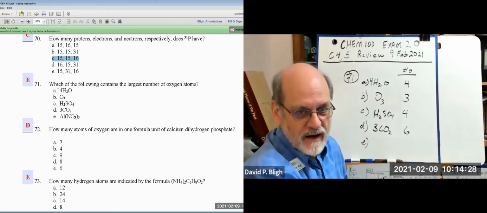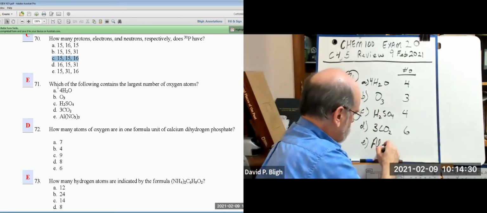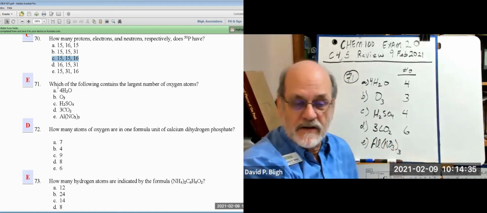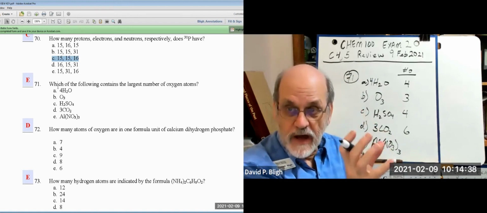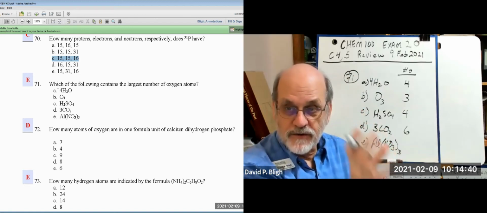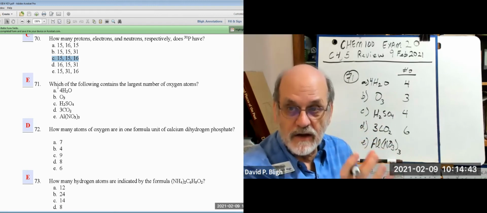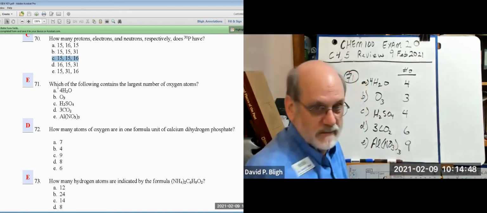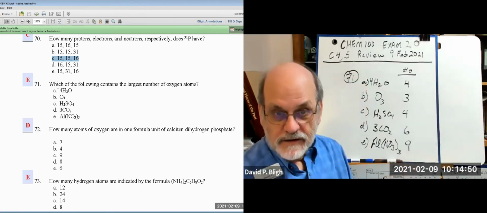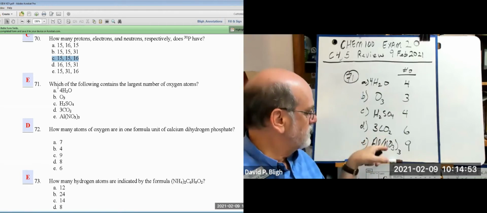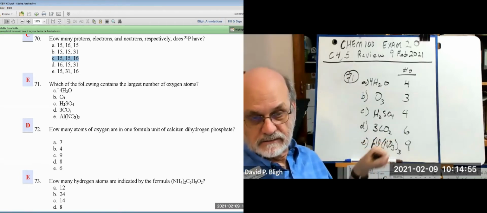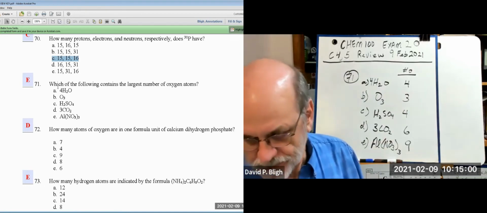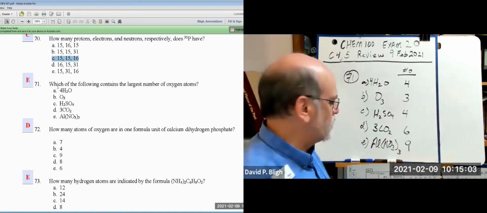And then we have aluminum nitrate. We wrote that one earlier. Right? So in the nitrate, you have 3 oxygens, but you have 3 of the nitrates in the molecule, which makes 9 oxygens. Right? So the one with the largest number of oxygen atoms is aluminum nitrate. All right, 72.